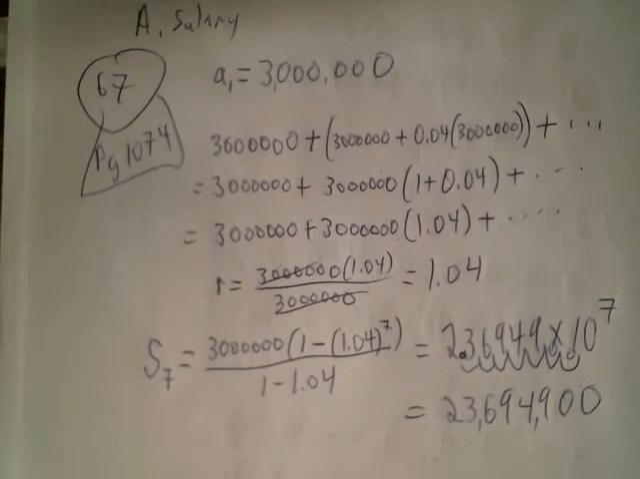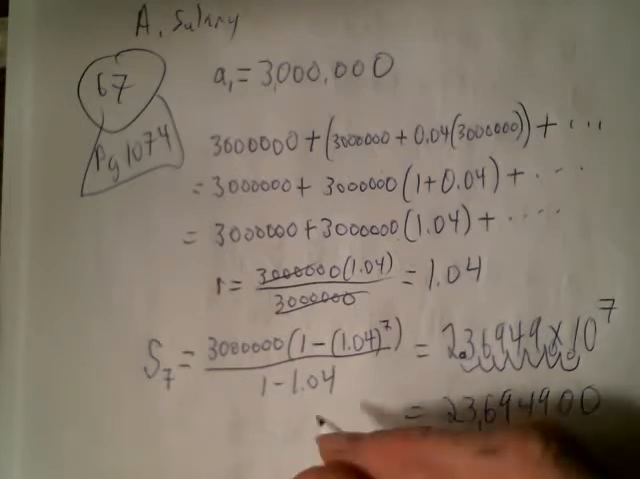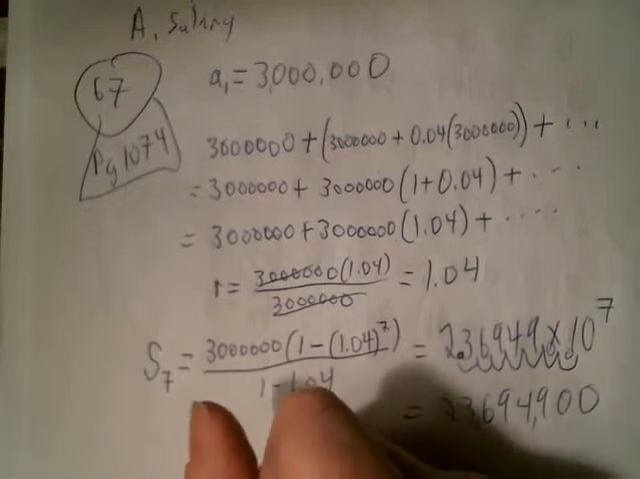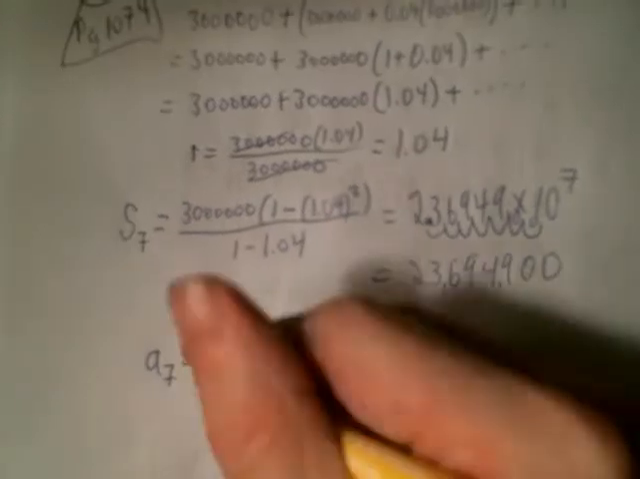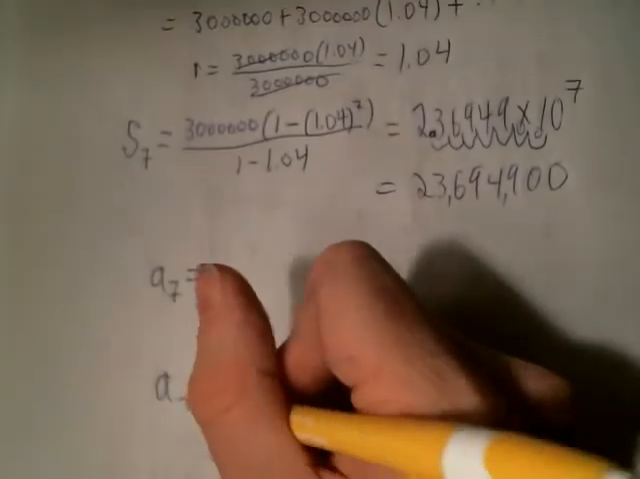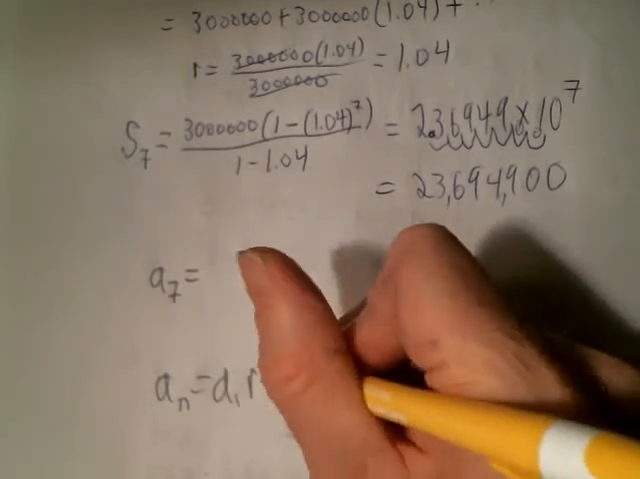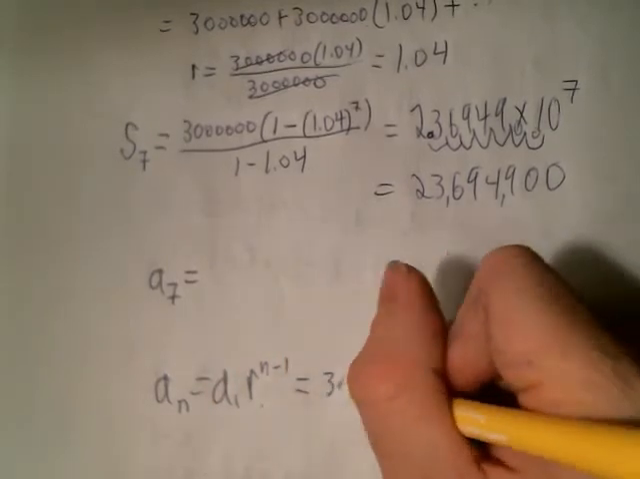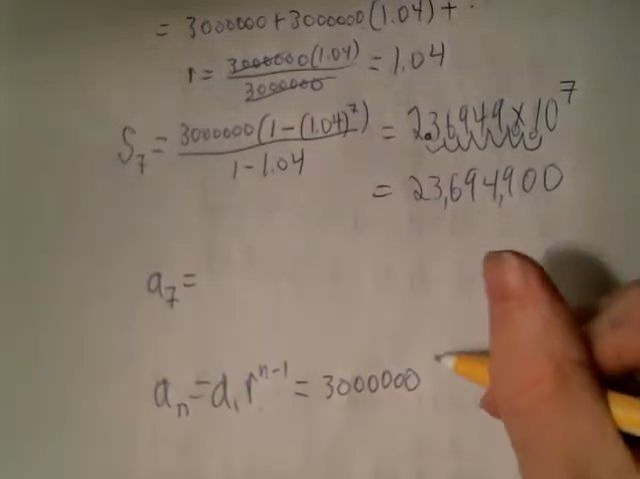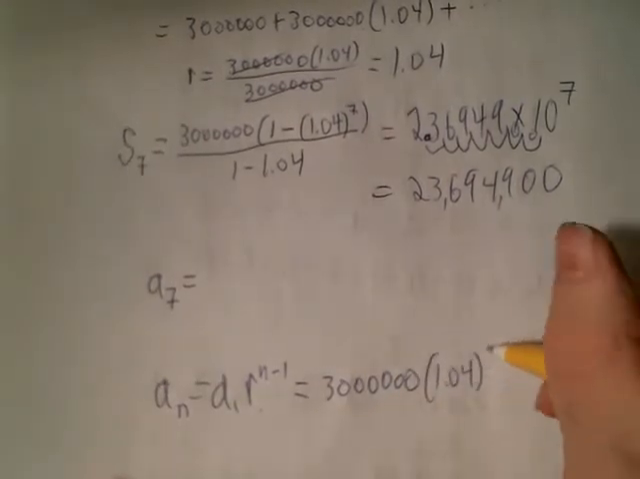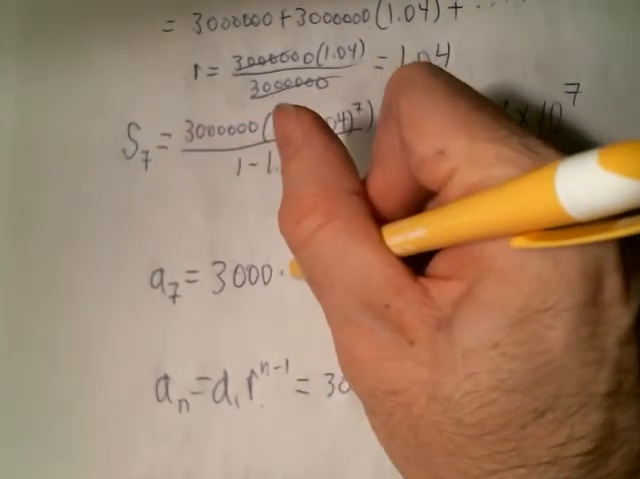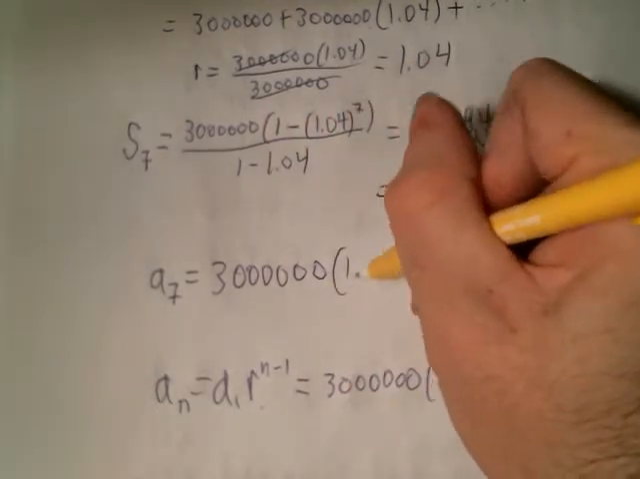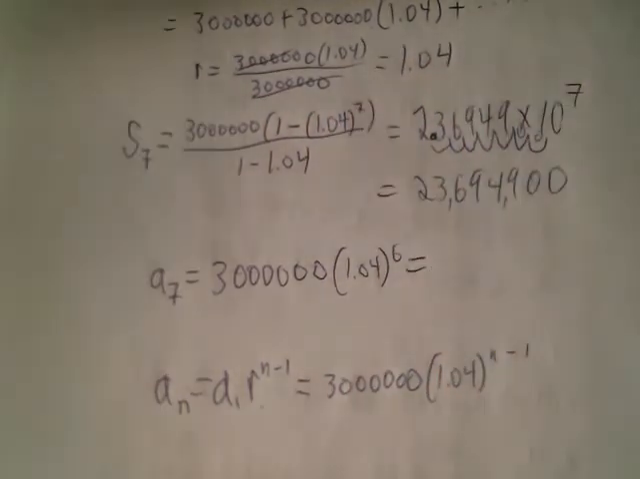Okay, so is that what they wanted? Oh, no, they just wanted the actual salary in year 7. So that salary in year 7 is a little easier to find. That's just a sub 7. So our nth term formula for a sub n is just going to be a sub 1 times r to the n minus 1, which in this case is 3 million times r, which is 1.04, to the n minus 1. So a sub 7, what is he making in year 7? That's just going to be 1.04 to the 6.